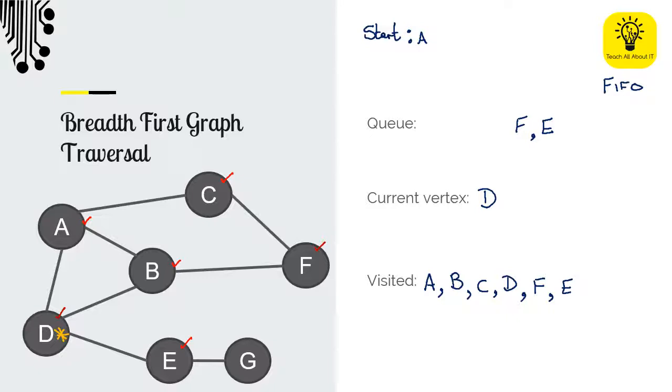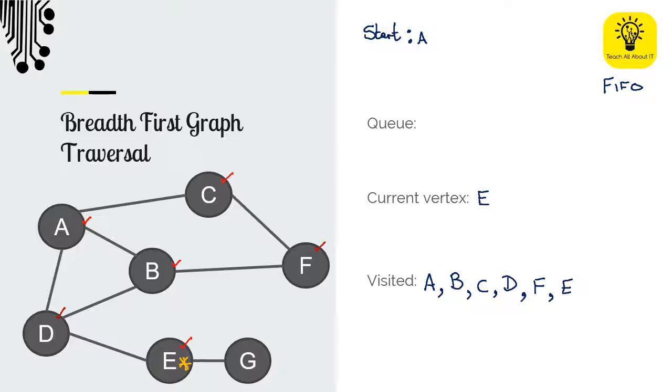D has no other nodes that it can visit, so we're going to change the current node. We're going to dequeue the one at the front, which is now F. So our current node is F, moving this over here. There it is. Now F has no way of moving around, so instantly we can dequeue E and make it our current node. So there is our current vertex of E, and moving this down here.